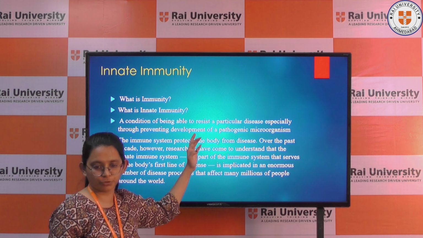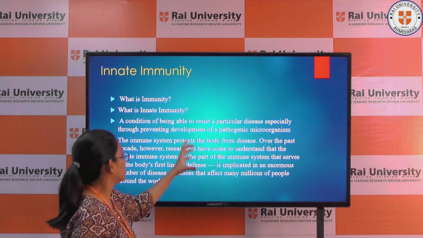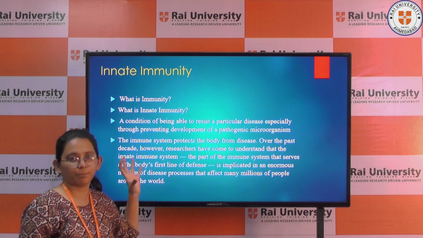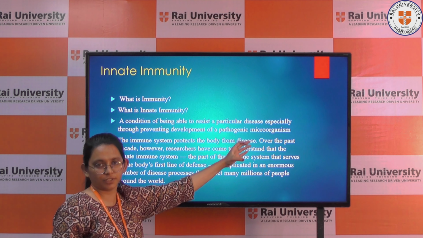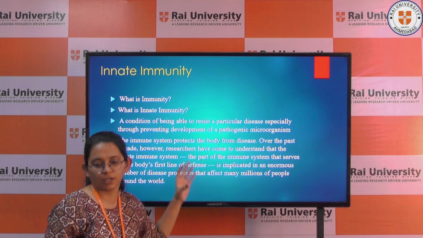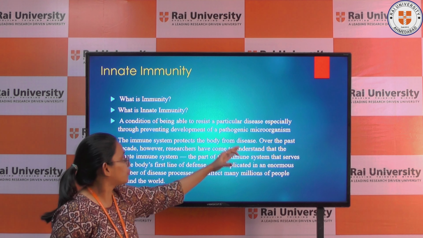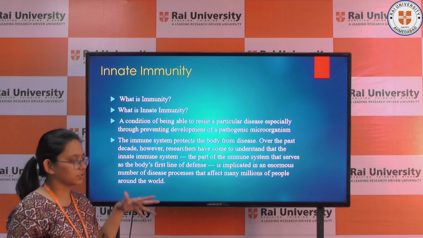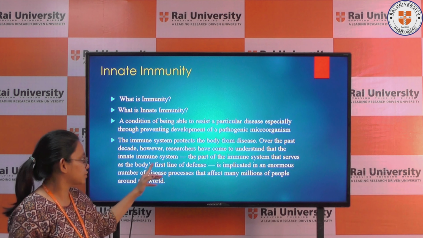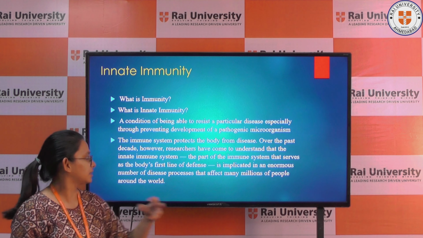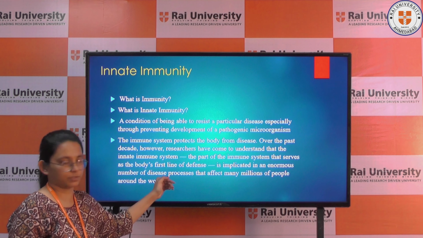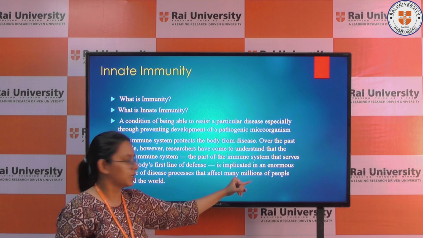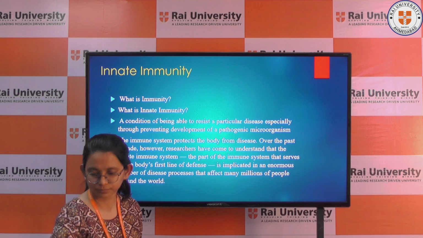Now, what is immunity? Immunity is a condition of protection against a particular disease, especially by preventing the development of pathogenic microorganisms. With the immune system, we can protect the body from disease. However, researchers have understood that this part of the immune system serves as the body's first immune system against an enormous disease process that may affect many people in the world.